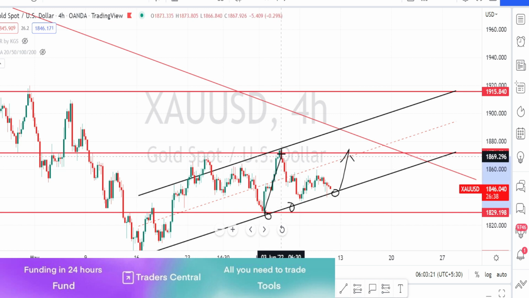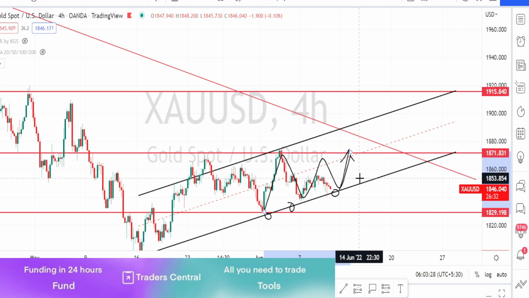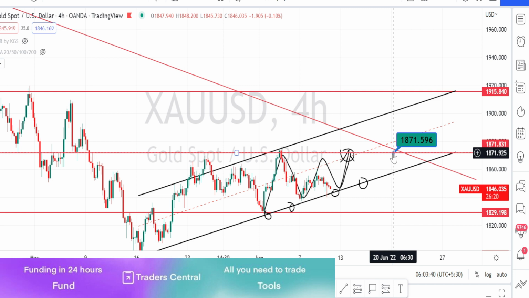But overall, when we notice the range of the price action, it is becoming narrower and narrower. Soon we can expect a breakout from this support line or breakout from this resistance line from the higher time frame, which is going to be around 1870.